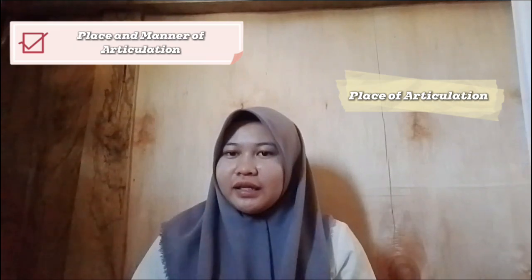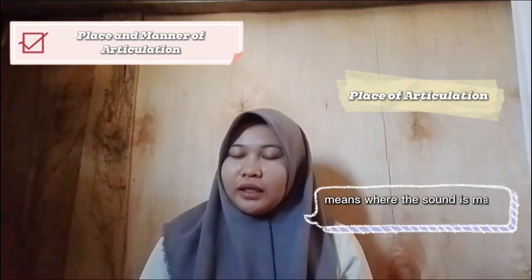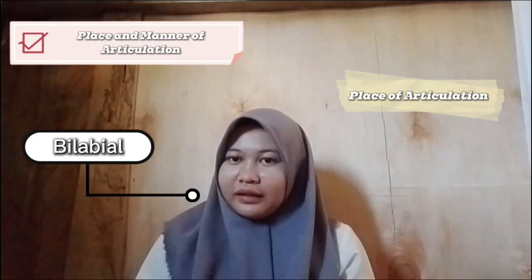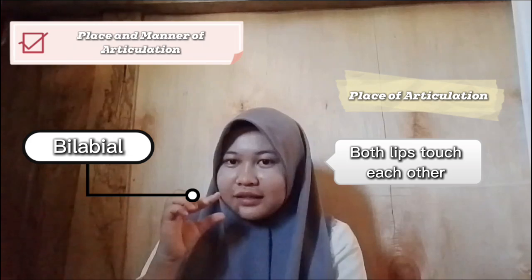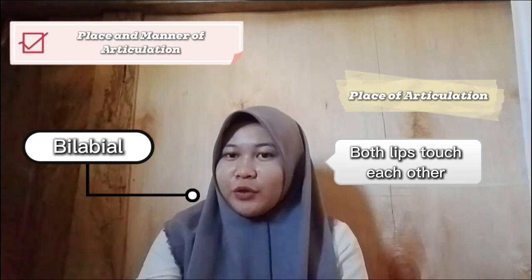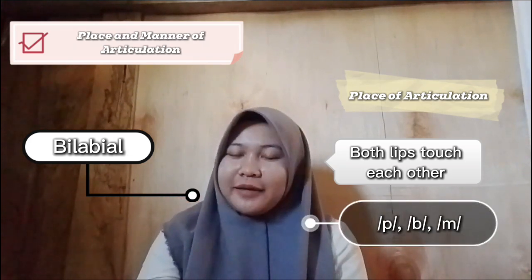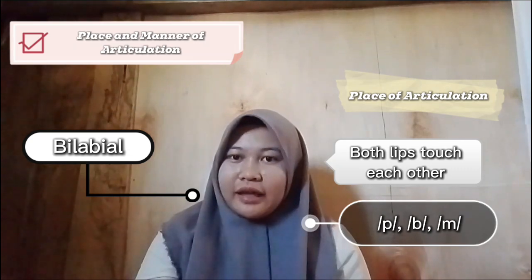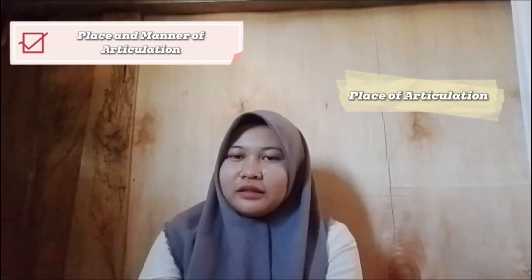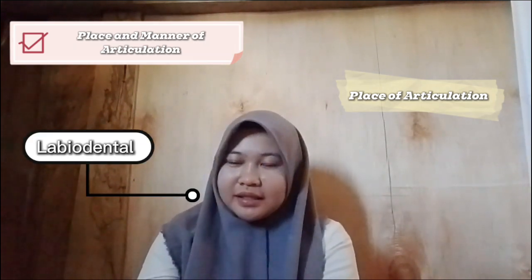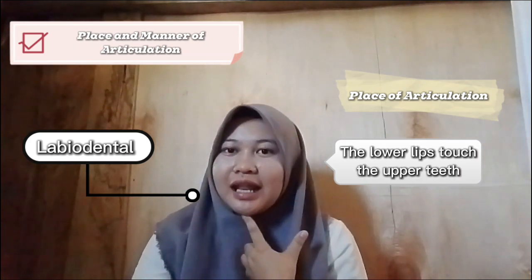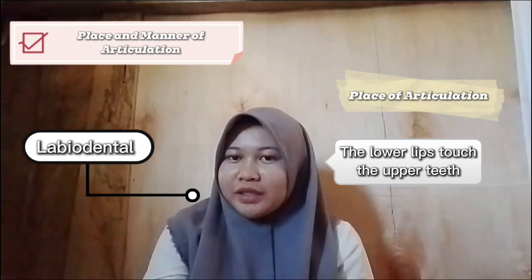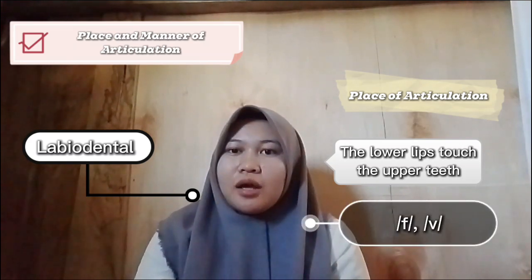The second part is how to produce the sound based on place and manner of articulation. Place of articulation means where the sound is made in our mouth. First place is bilabial. In this place, both lips touch each other, like this. And the sounds produced are P in pen, B, and M. Labiodental. In this place, the lower lip touches the upper teeth, like this. And the sounds produced are F and V.